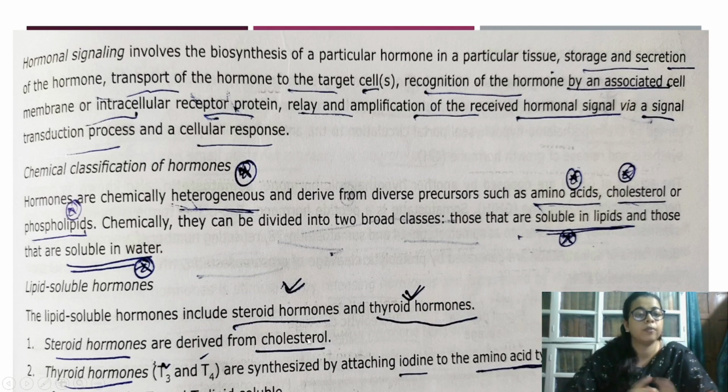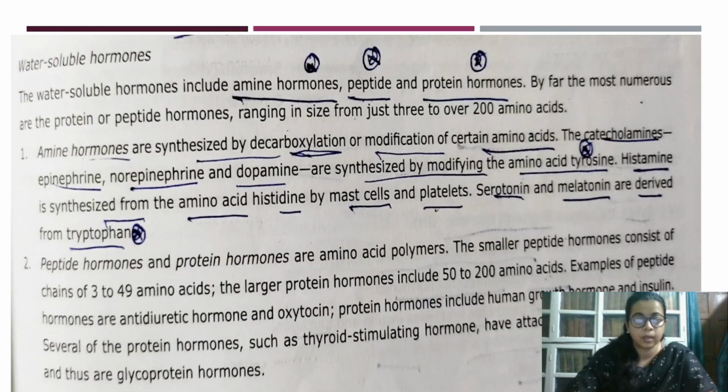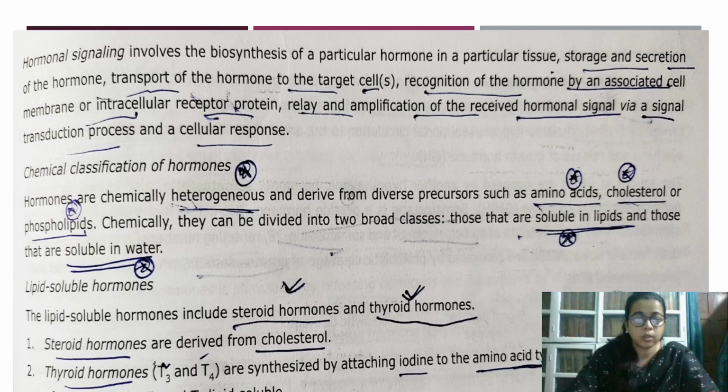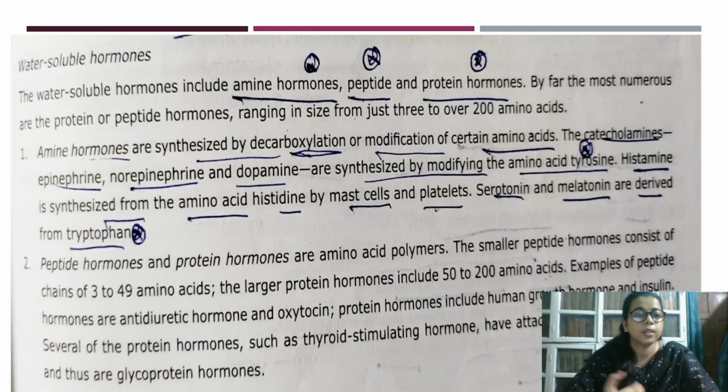note down. Moving to the next, what are water soluble hormones? All the hormones which are made up of amino acid, peptide, protein will be water soluble. As I told you, the composition of hormone is of 2 types: either it will be made up of amino acid, or it will be made up of cholesterol or phospholipid. Those made up of cholesterol or phospholipid will obviously be lipid soluble, and those made up of amino acid will be water soluble.